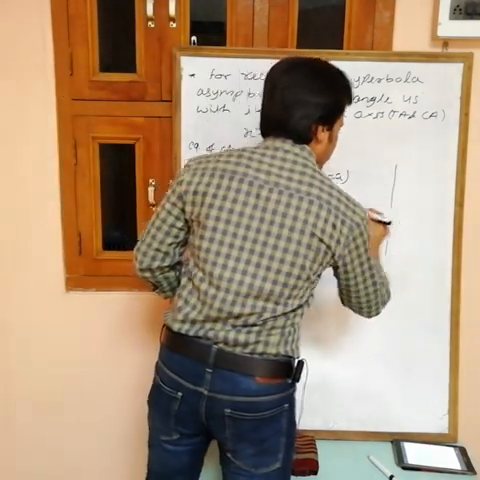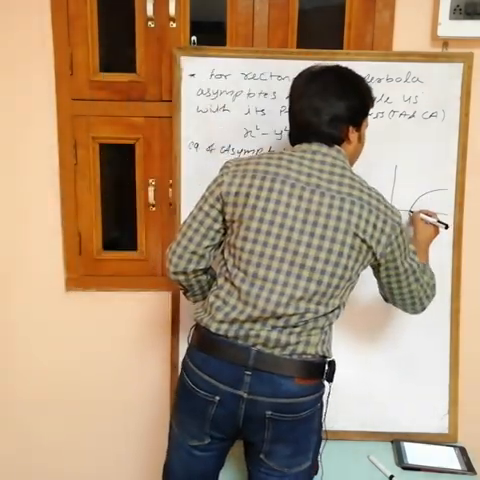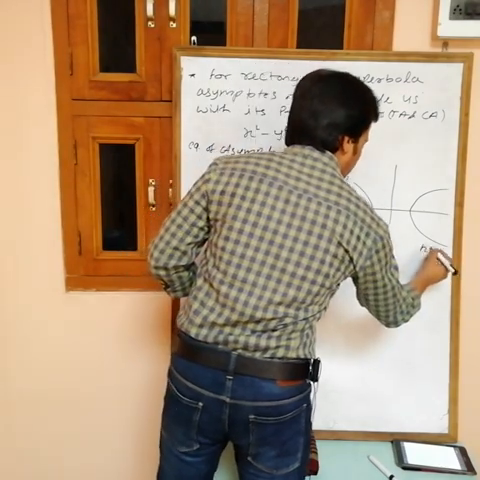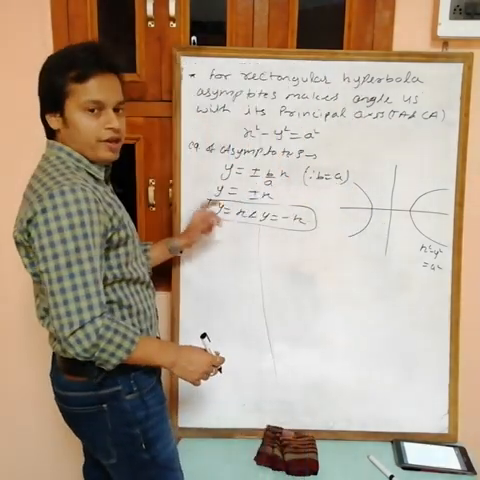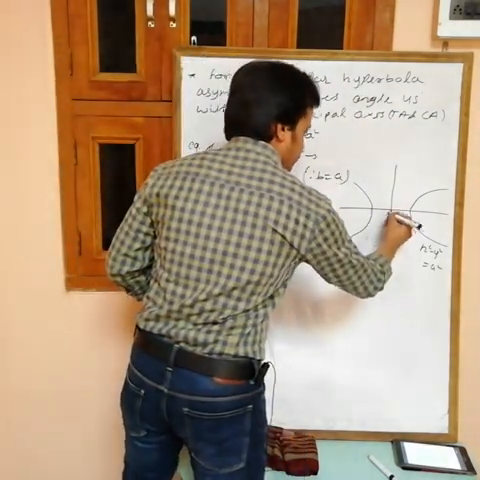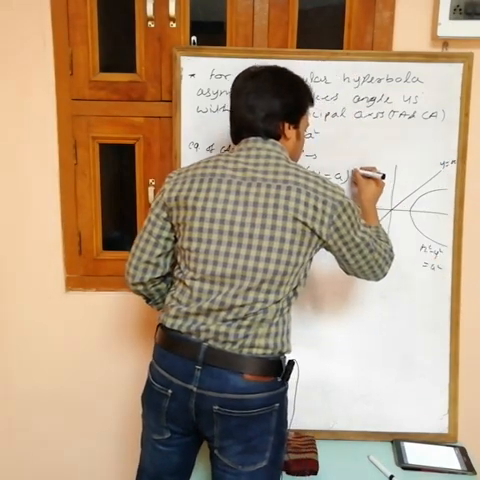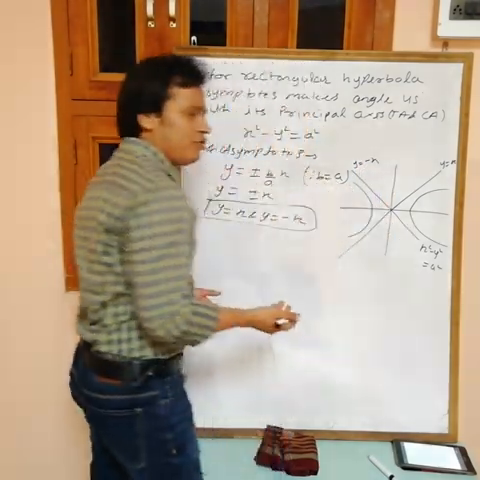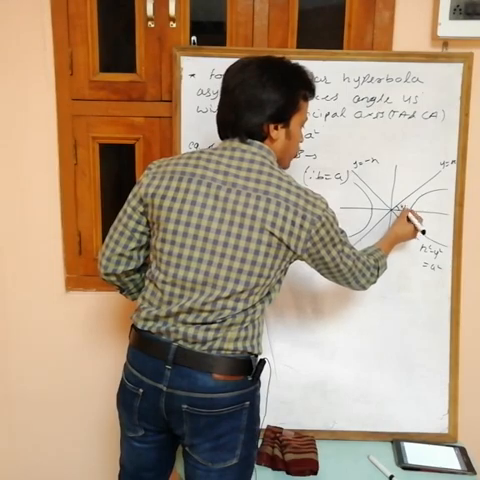Now draw the graph. See, the rectangular hyperbola x square minus y square equals to a square. Asymptotes are y equals to x and y equals to minus x. Now we know that for y equals to x, the slope of this line is 1. The angle with the x axis is 45.